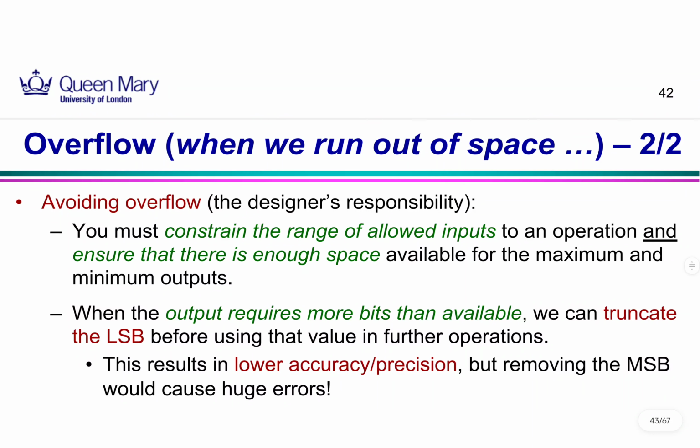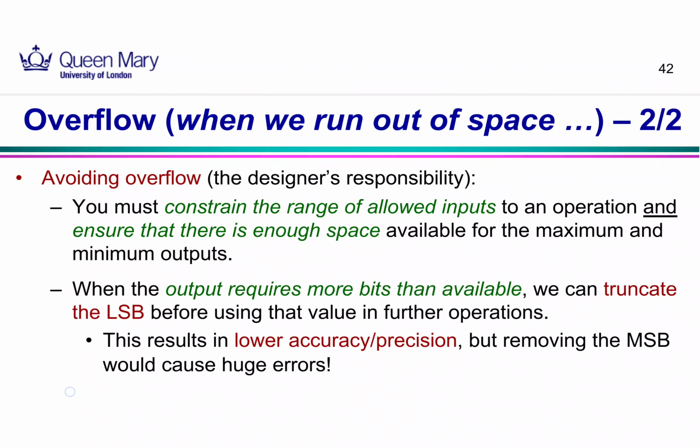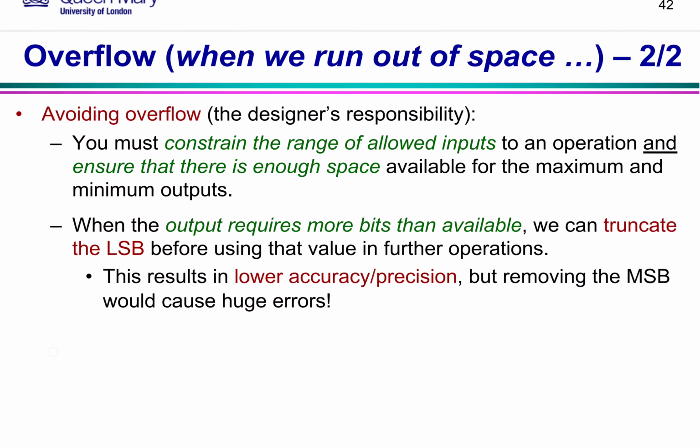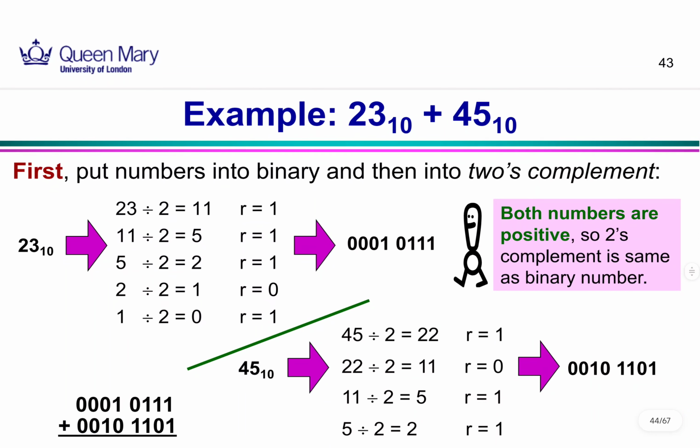So, to avoid overflow, you must constrain the system and ensure there are no more bits than can be stored. Truncate the result before using that value further. Truncation loses accuracy.